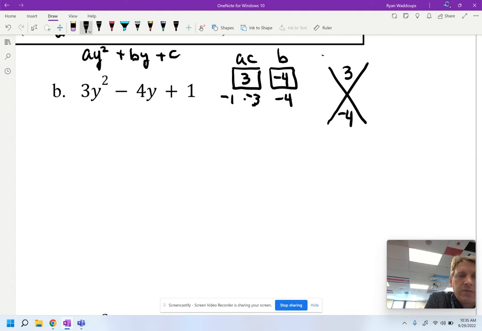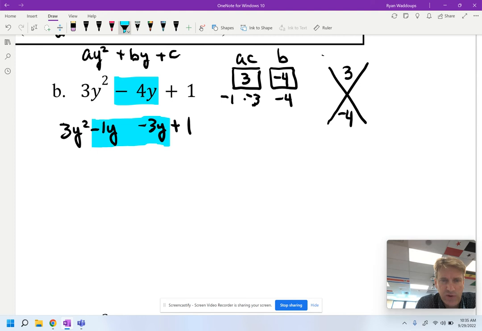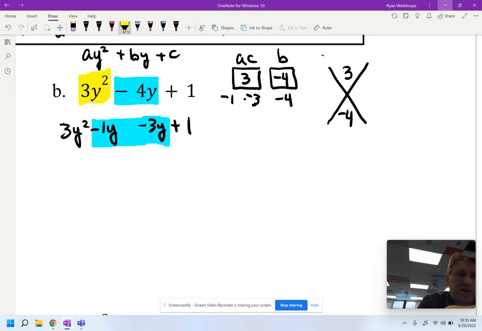So this time I'm going to factor by grouping. I'm going to say 3y squared minus 1y, and then minus 3y plus 1. And this minus 4y I just rewrote as minus 1y and minus 3y. So everything in there is still the same as it was before. It has the same value. 3y squared's there, 3y squared, plus 1, everything's still there.